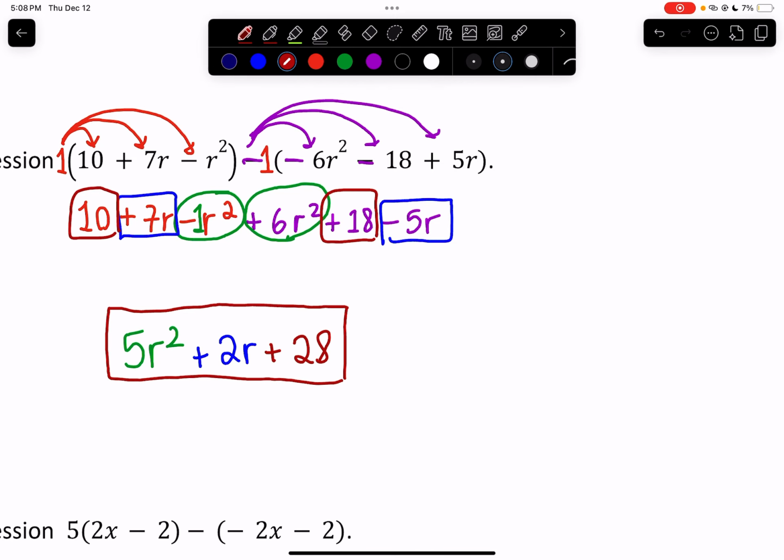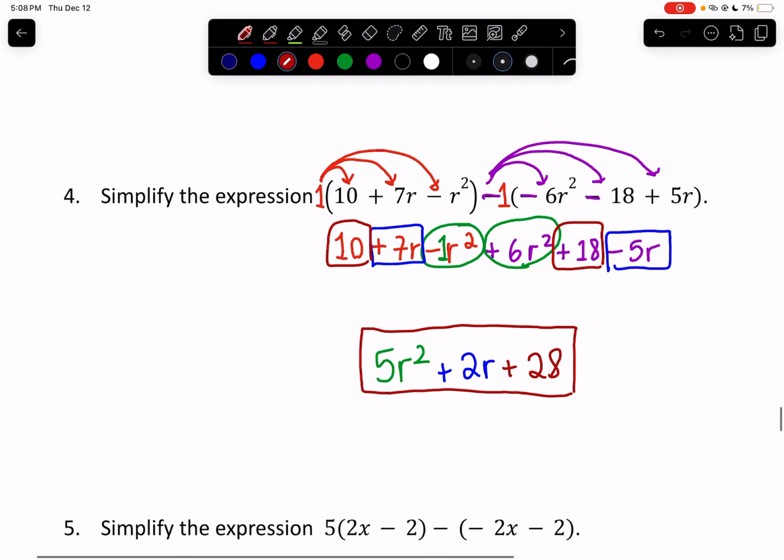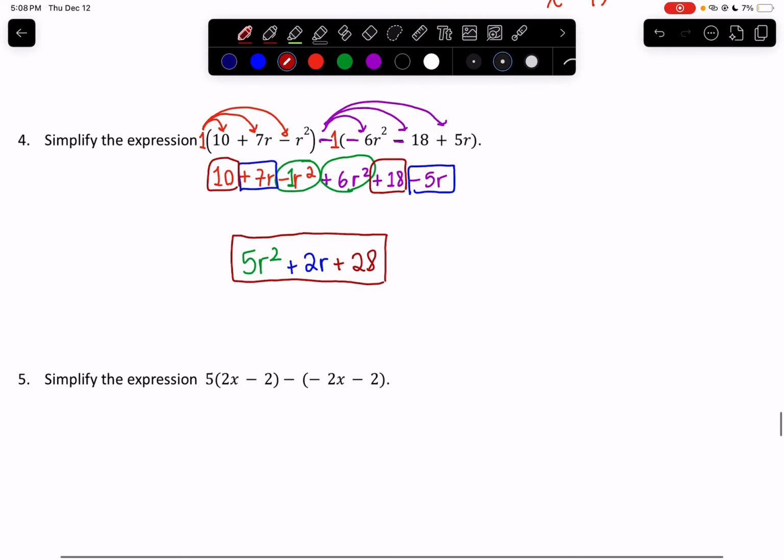Again, I can plug anything that I want in for r and then test it out in the calculator. For time though, I'm going to go ahead and move on.